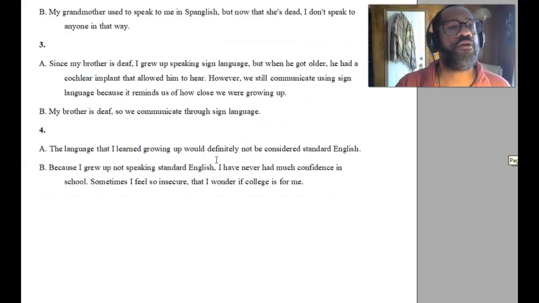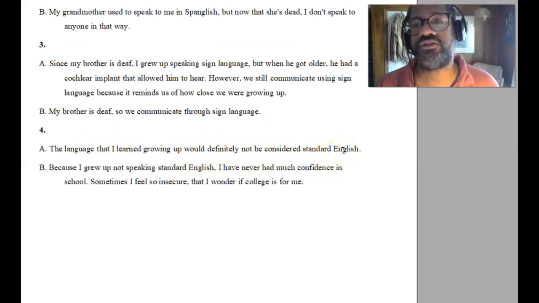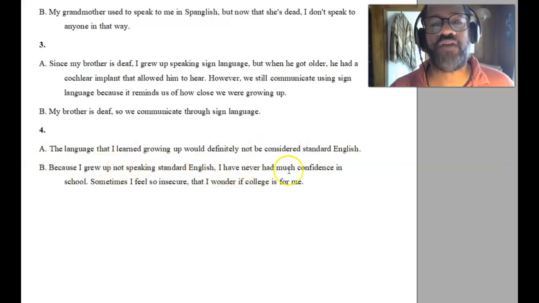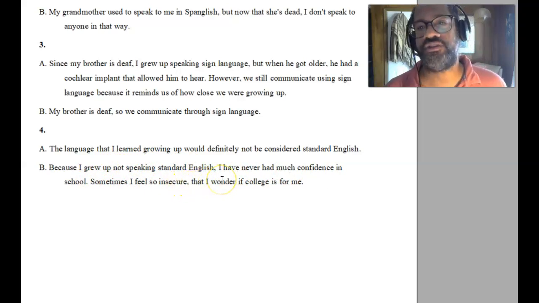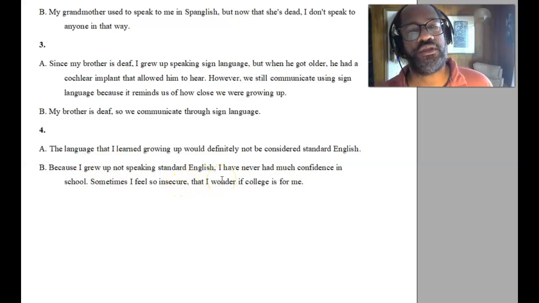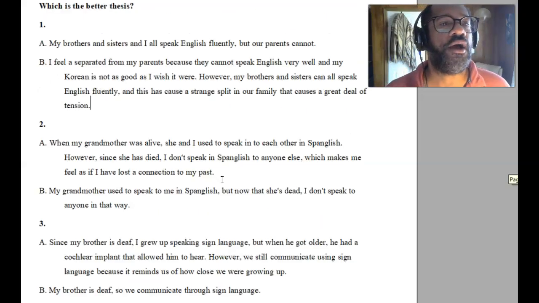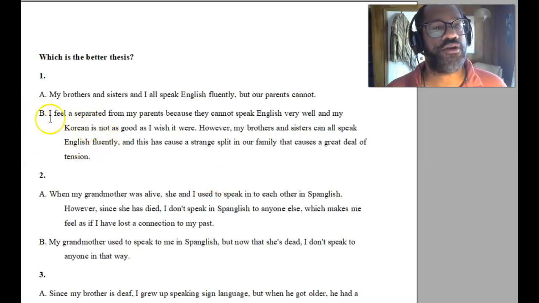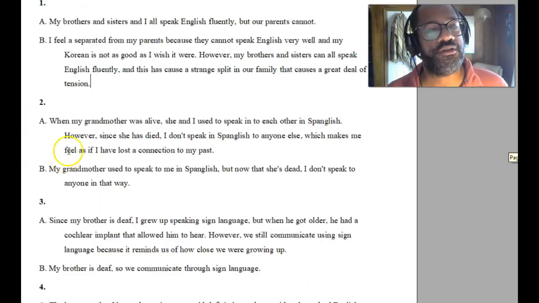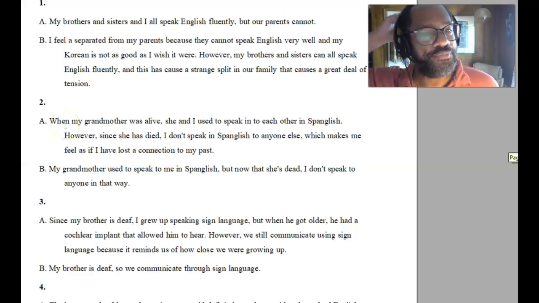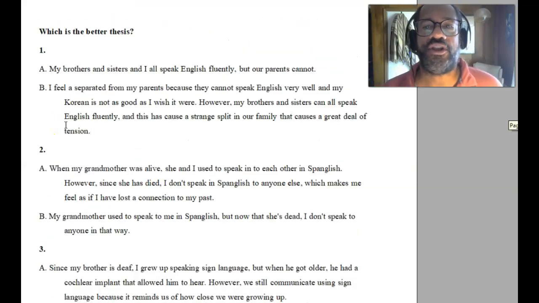All right, and then number 4: A, the language that I learned growing up would definitely not be considered standard English. And then B, because I grew up not speaking standard English, I have never had much confidence in school. Sometimes I feel so insecure that I wonder if college is for me. Which one do we think is better? All right. So what you should have thought was better, the easy way to talk about it, is that all the longer ones are better. Again, it's not just because they're longer; it's because they have that extra information in there, right?